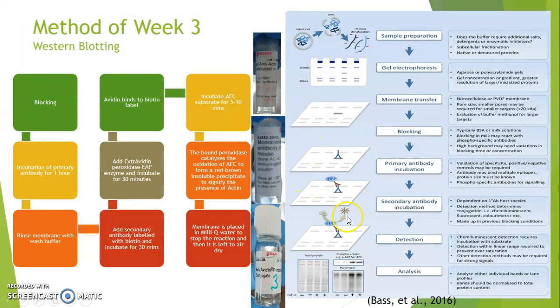This diagram illustrates the Western blotting occurring. Here, a specific antibody binds to the actin of interest. Next, the secondary antibody with a label binds to that primary antibody. Extra avidin peroxidase, or EAP, binds to that secondary labeled antibody, the biotin. Next, the substrate then binds to the enzyme, and that is AEC substrate. And the AEC substrate allows for the detection of actin.